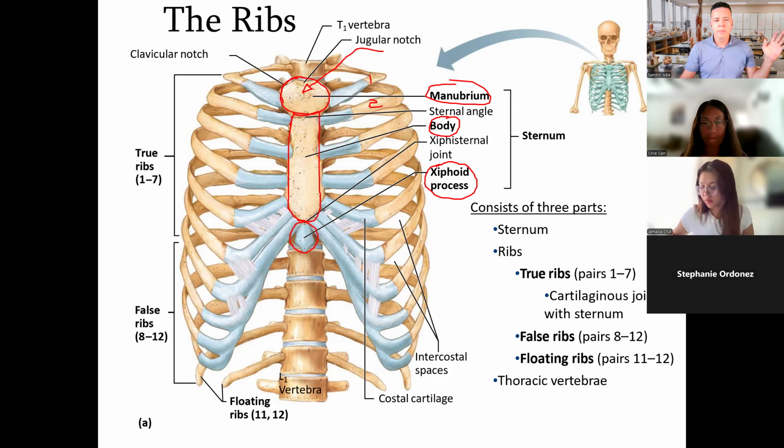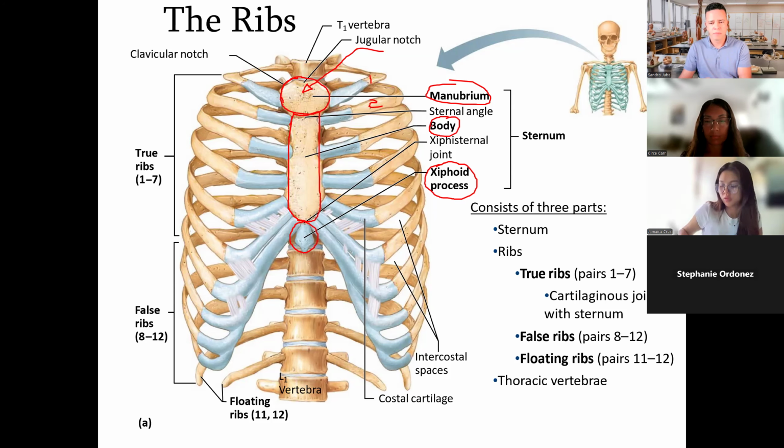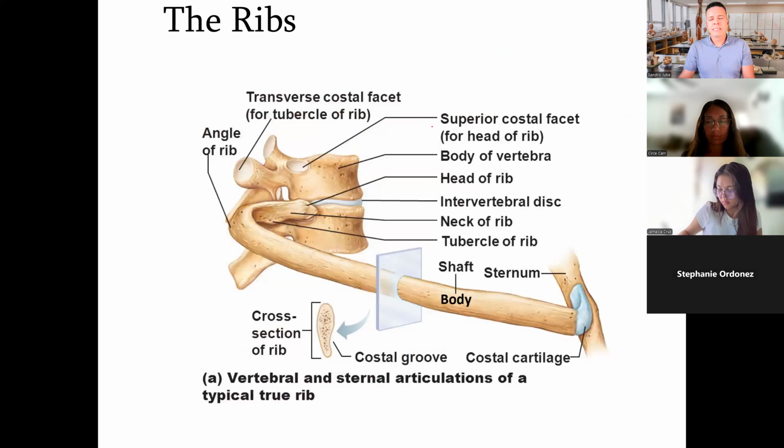And just like any bone marking, when you give me the name of the marking, you need to tell me the name of the bone which the marking belongs to. So it's manubrium, sternum; body, sternum; xiphoid process, sternum. Now let's take a look at the markings of the ribs that I want you guys to know for the exam.